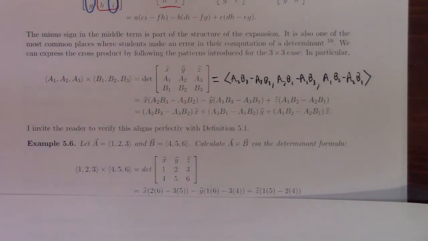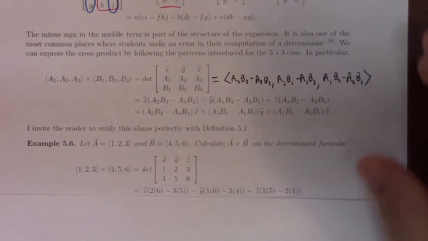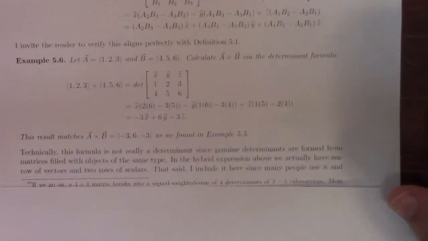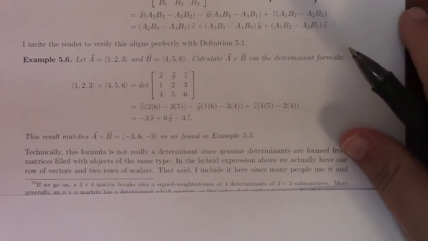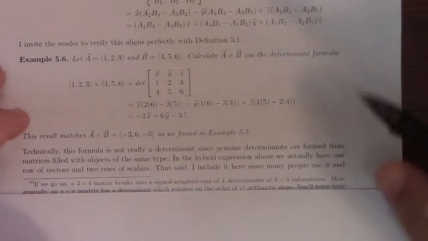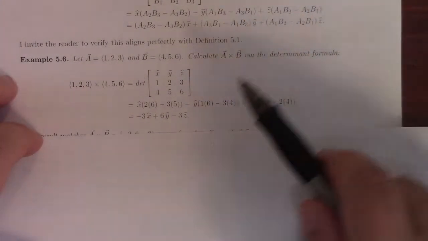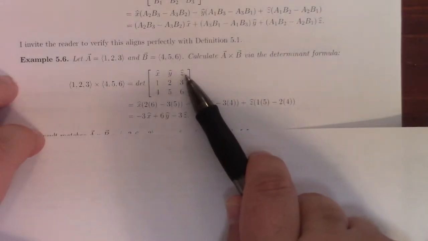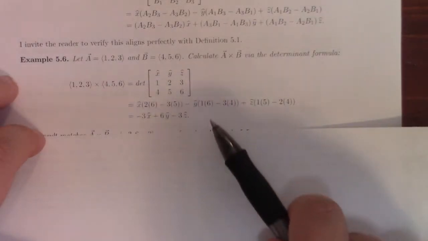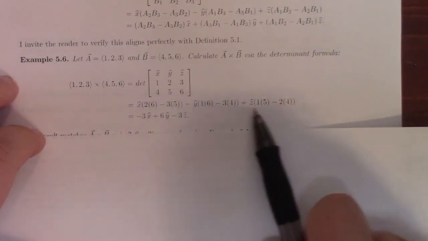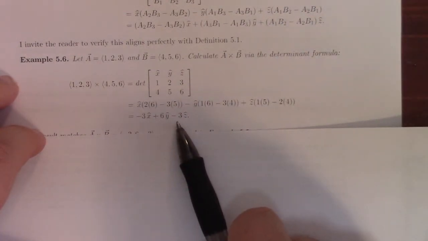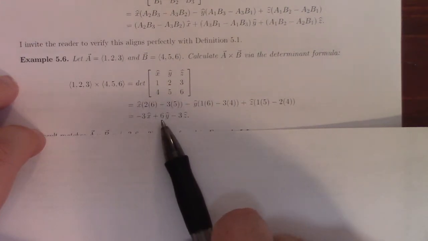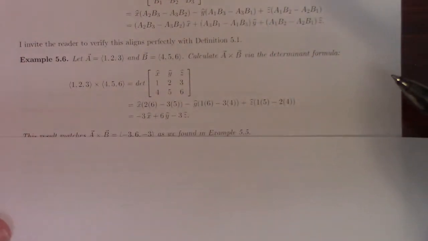All right, so I'm trying to get some numerical examples. Here's one. Actually, this is the one we just did before, directly from the definition. Now here's how it looks with the determinant formula: 1, 2, 3 cross 4, 5, 6. I put my unit vectors in the top row, then 1, 2, 3 and 4, 5, 6. Following the expansion by minors formula, I get minus 3, 6, minus 3, which of course is the minus 3, comma 6, comma minus 3 we found previously.